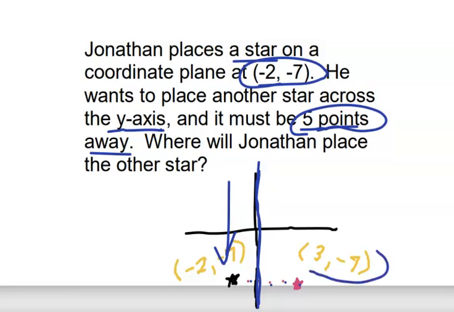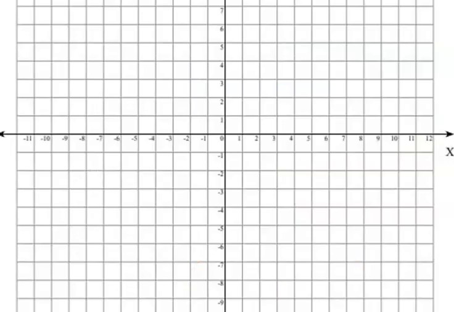And ultimately, that location would have to be a +3, right? So +3 this direction, and then down 7. So I'll put it on some graph paper to make it look a little bit clearer than this. Okay, once again, we started with -2, which is 1, 2 over, and then down 7. 1, 2, 3, 4, 5, 6, 7. So that's where the first dot would be.